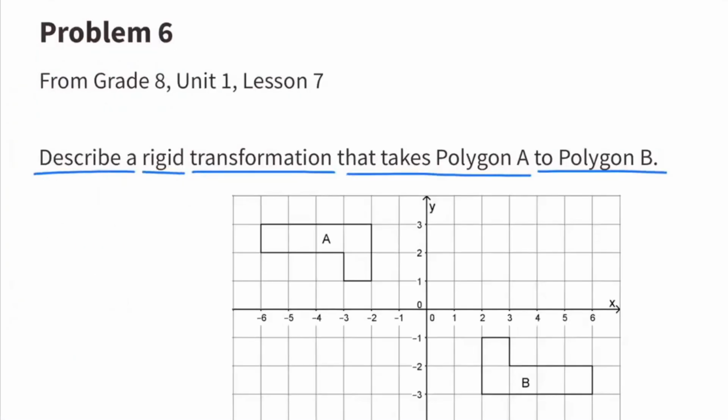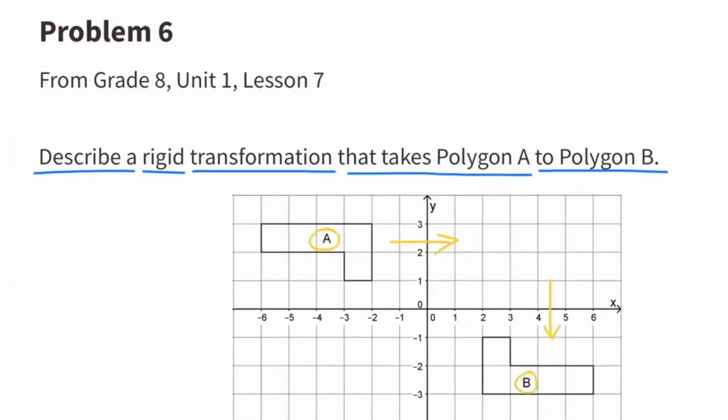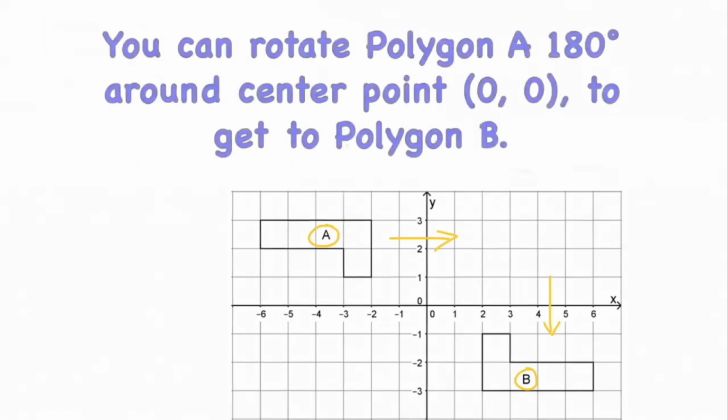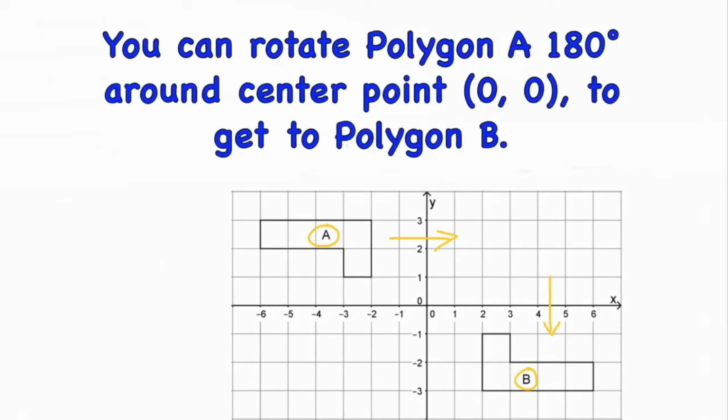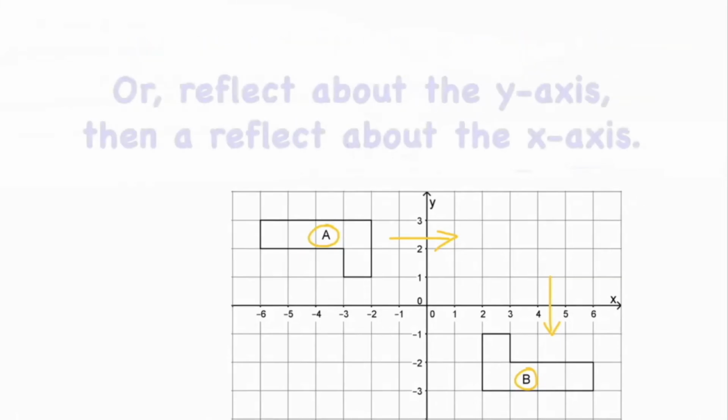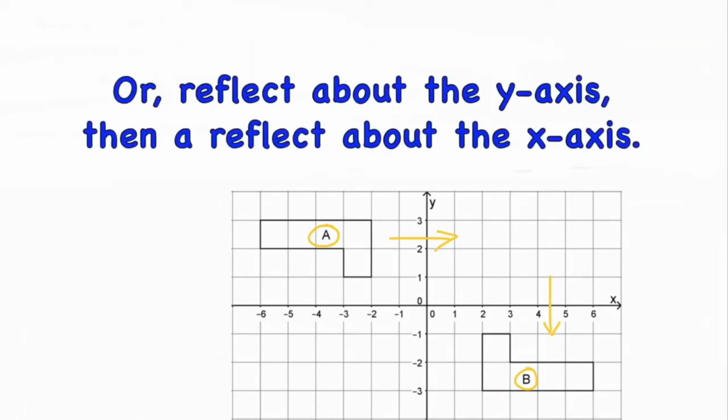Number 6. Describe a rigid transformation that takes polygon A to polygon B. Whatever it is, this rigid transformation is going to move polygon A to the right and then down to where polygon B is located. You can rotate polygon A 180 degrees around center point coordinates 0, 0 to get to polygon B. Or you can reflect about the y-axis, then a reflection about the x-axis.